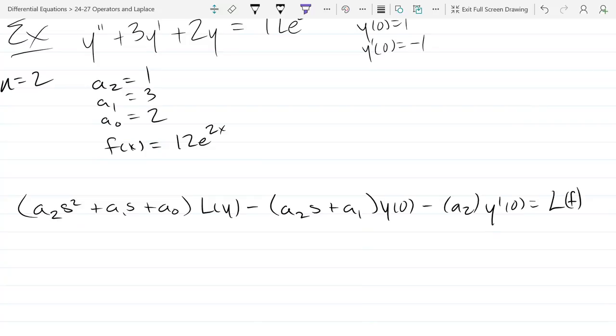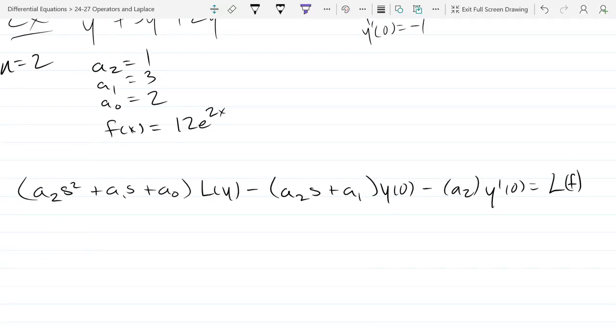There's a few reasons I'm writing this out. The main reason is if I just start plugging in values without writing this down, there's a good chance I'll make a mistake, and then it'll be really hard to go back and see where I made that mistake. It's also good if I'm going to be checking your work that I can at least see that you got the right setup initially.